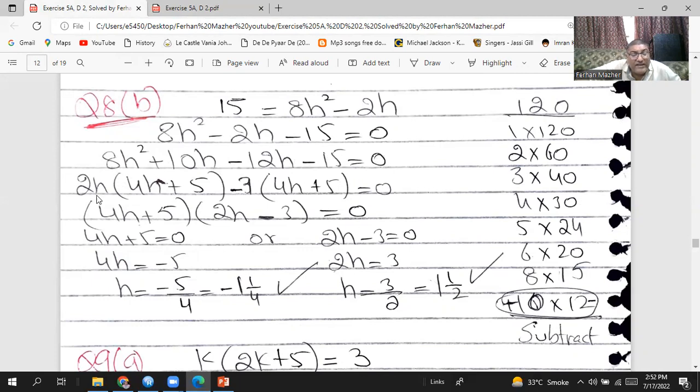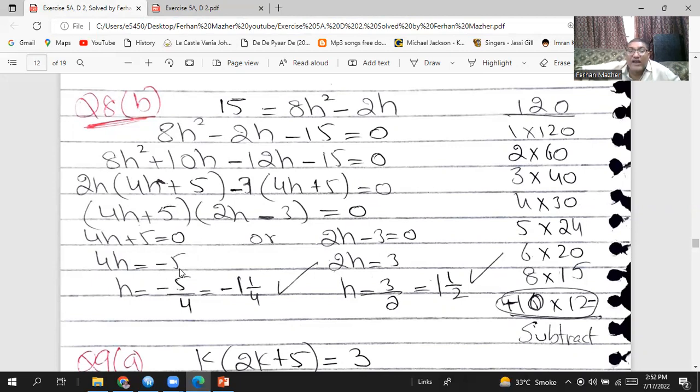From the first two terms, you can take 2h common. In the bracket, you are left with the 4h plus 5. From the last two terms, minus 3 is common. So you are left with 4h plus 5 in that bracket. So take the 4h plus 5 common. From here, you will have 2h. From here, you will have minus 3 in the other bracket. These two brackets, they are multiplying with each other and the answer is 0. So either the first bracket is 0 or the second bracket is 0.